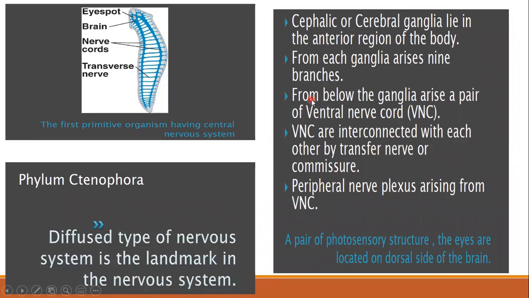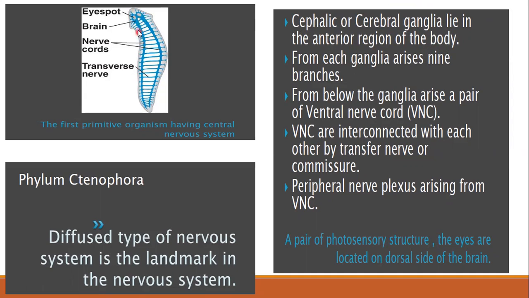Next is phylum Ctenophora. Phylum Ctenophora is slightly more advanced than phylum Cnidaria. Here you take an example of an animal called Ctenoplana. Ctenoplana shows some features of advanced animals, like a primitive type of central nervous system, wherein there is the presence of cerebral ganglia. This cerebral ganglia is nothing but the brain in case of these organisms. It is called cephalic or cerebral ganglia, which is present at the anterior most part of the body.